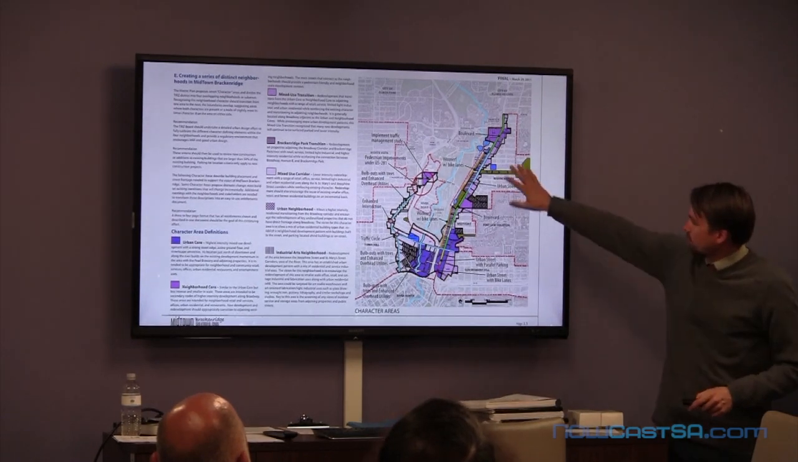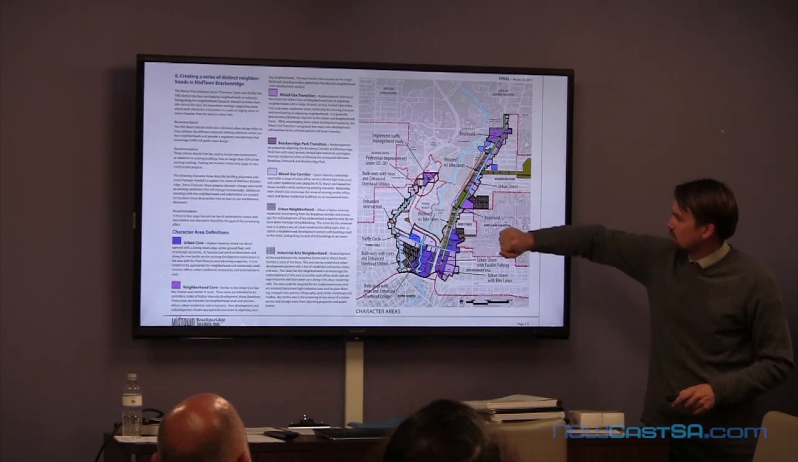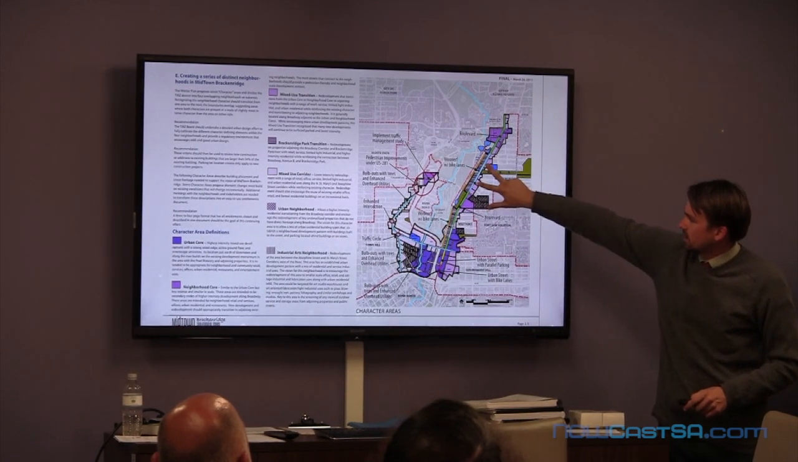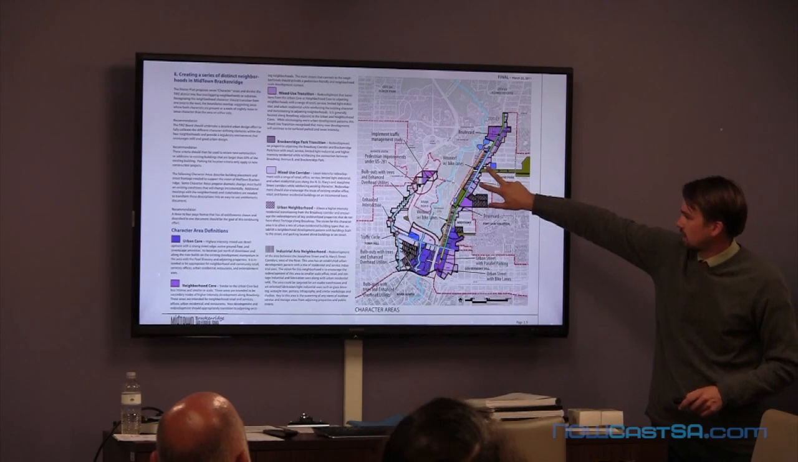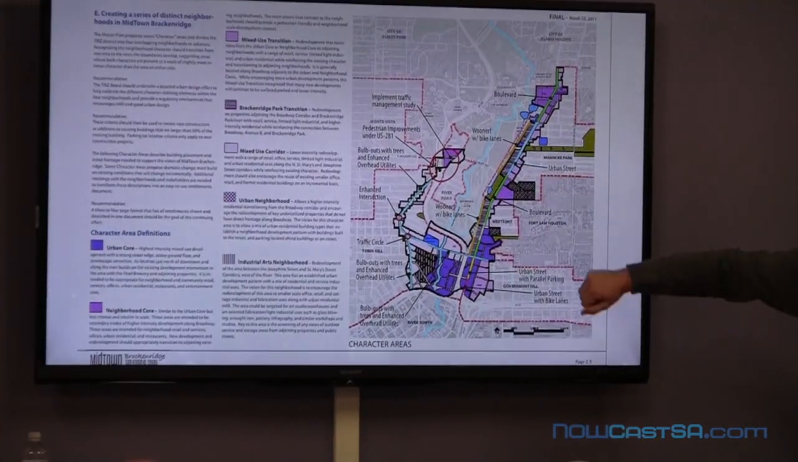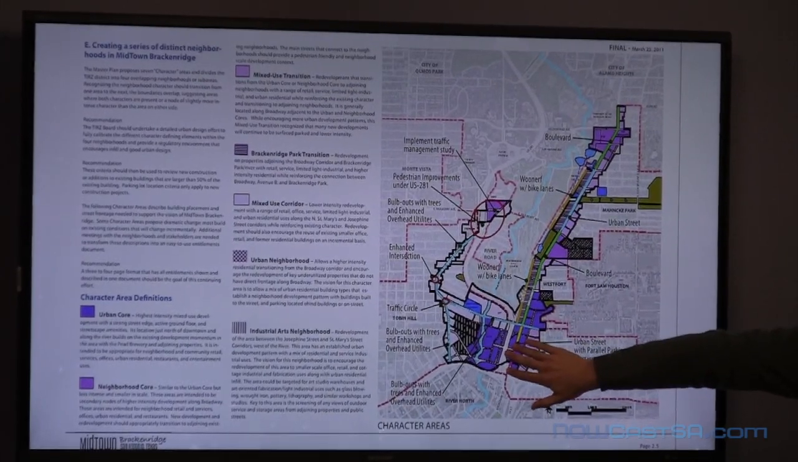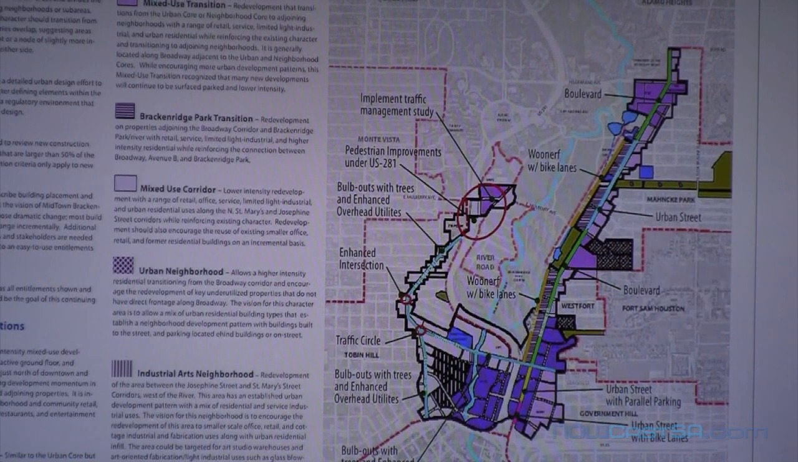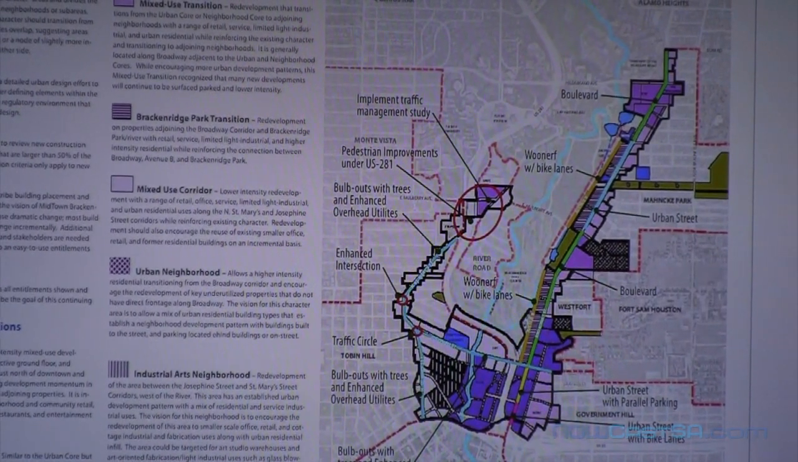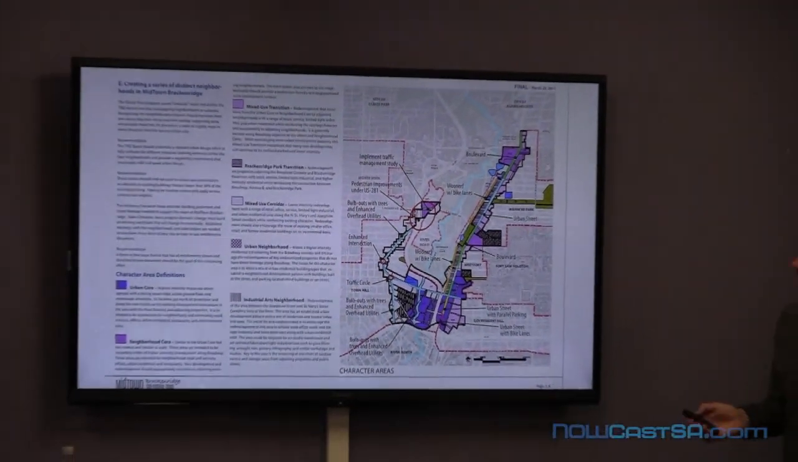Unlike the land use map, they included a map of character areas providing transitions to Brackenridge Park, and recommendations for neighborhood transitions so that they're not abrupt and jarring to people that live in the adjacent neighborhood. It encouraged some more urban areas and some less neighborhood-oriented commercial areas. There's a couple dozen pages of these recommendations.